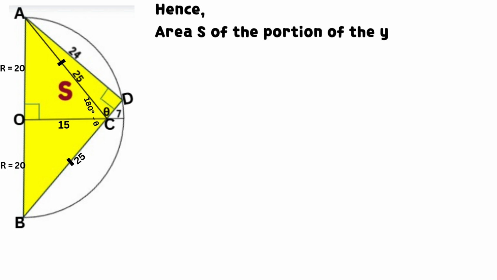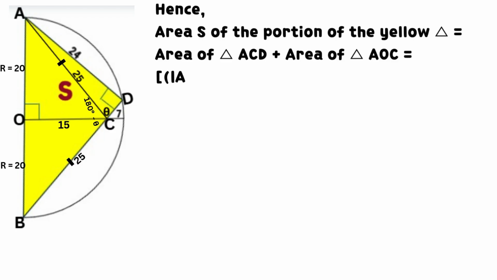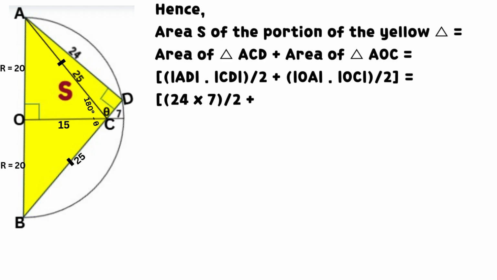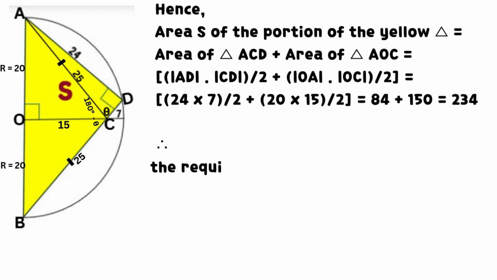Hence, area S of the portion of the yellow triangle equals the sum of the area of triangle ACD and the area of triangle AOC, which equals the sum of half of 24 times 7 and half of 20 times 15, which equals 234. Therefore, the required area, S equals 234 square units.